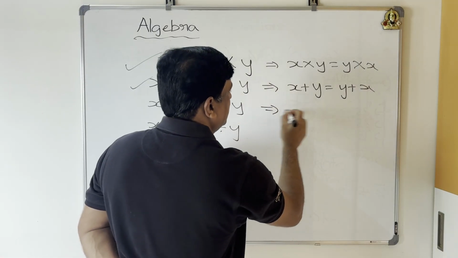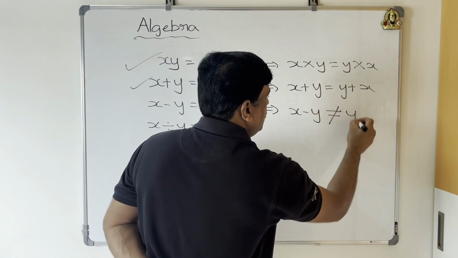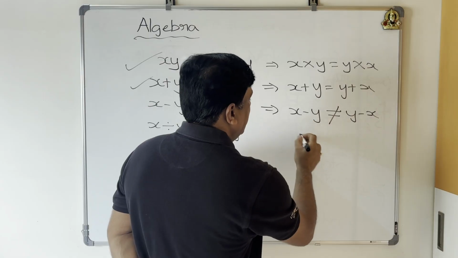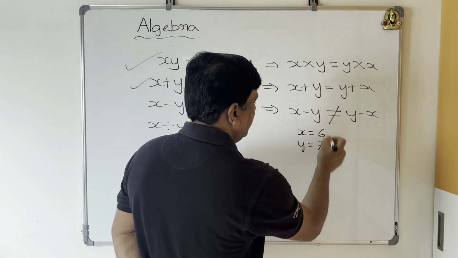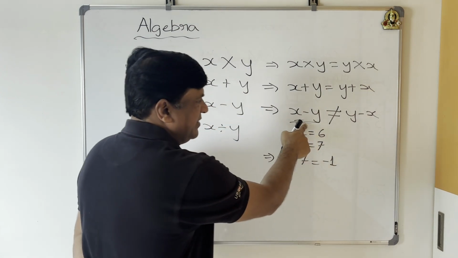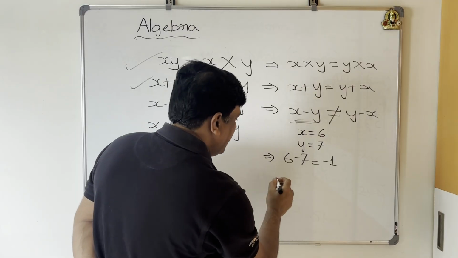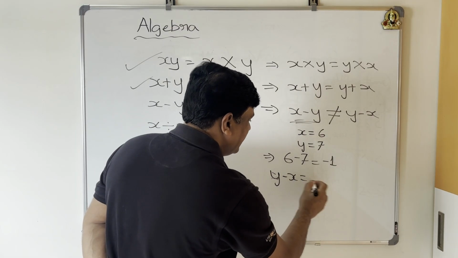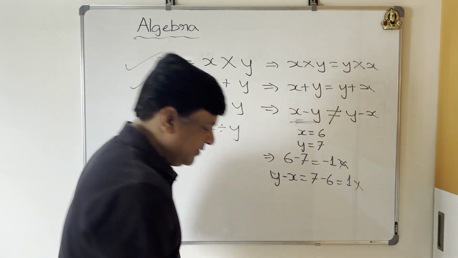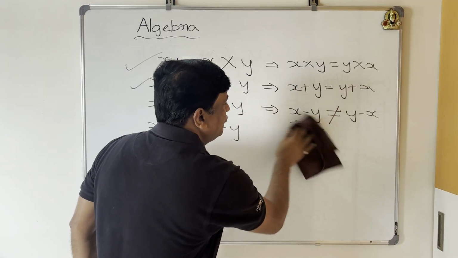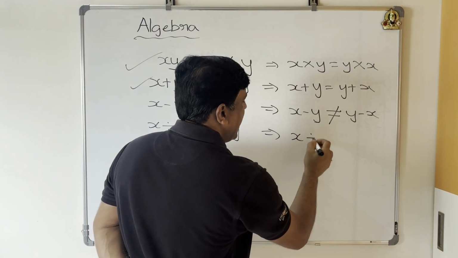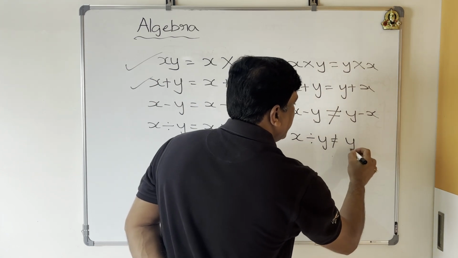But is this going to work? x minus y is not equal to y minus x. Remember, these two quantities are not the same. Why do I say that? Let's put some values. Let's say x is equal to 6 and y is equal to 7. If I do 6 minus 7, I'm getting minus 1 on the left side. When I do x minus y, I'm getting minus 1. When I do y minus x, what do I get? I get 7 minus 6 is equal to 1. If you look at it, these two values are not the same. That is what I'm trying to make you understand over here. So you need to understand what we are doing here. Similarly, x divided by y will not be equal to y divided by x.